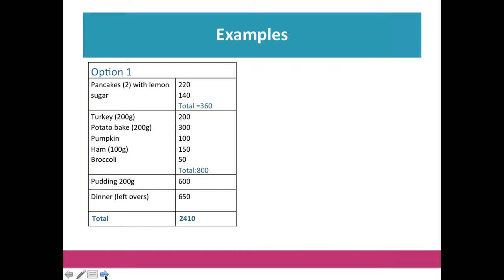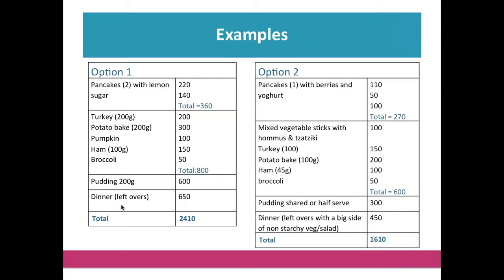So how can we make this a bit healthier and reduce the calories? By having something very similar. Okay, so I just need to move my thing out the side. So instead of having the pancakes with lemon and sugar, have 1 pancake with berries. So berries are much lower in sugar than any other fruits. So some raspberries, add some yogurt, and even maybe if you wanted to have a little bit of honey, you could put a little bit of honey on there as well.